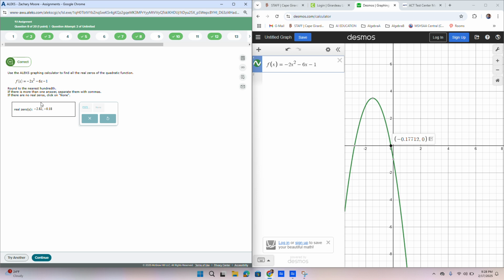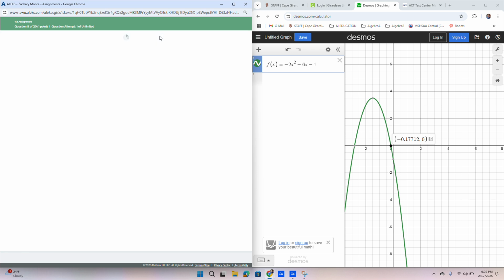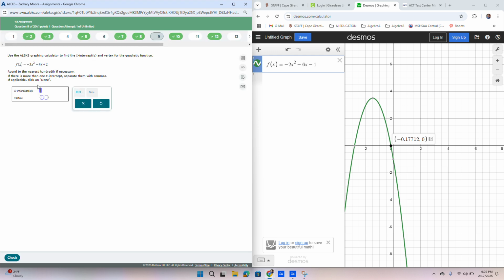And there is a chance where you don't have any real zeros if it doesn't cross the x-axis. So it's like number 8, number 9. Number 9, that's just your vertex. So if we were to have graphed, this is obviously a different equation or function, but you just put the vertex, your ordered pair, and then if there's any x-intercepts.